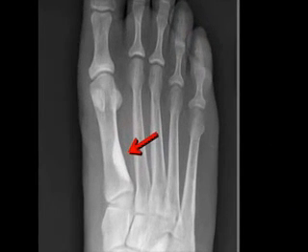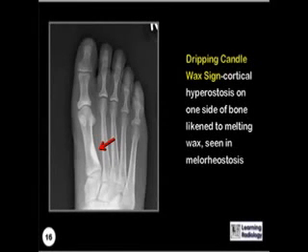What sign is demonstrated here? The dripping candle wax sign, which is cortical hyperostosis, usually on one side of the bone, which was likened to melting wax, seen in melorheostosis.